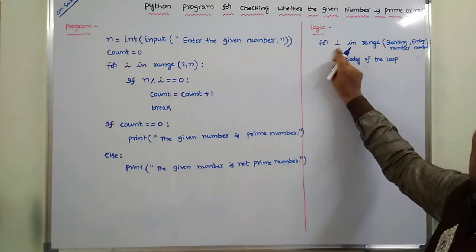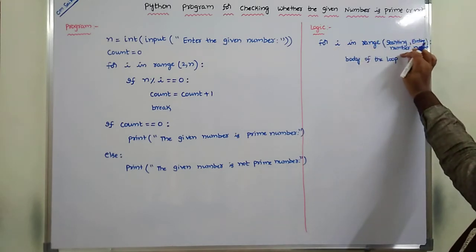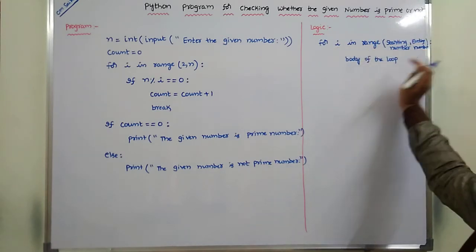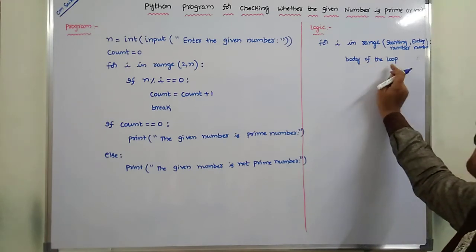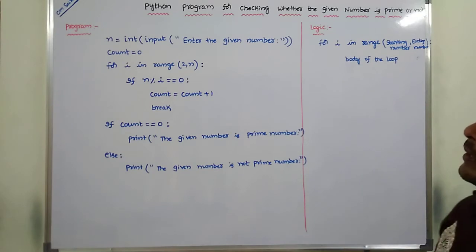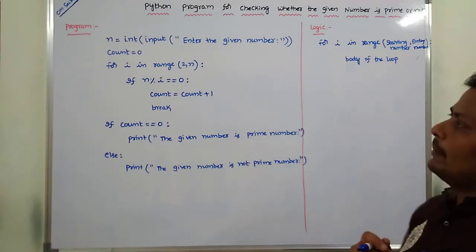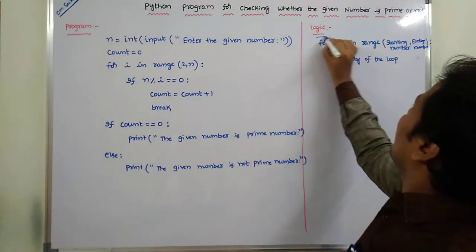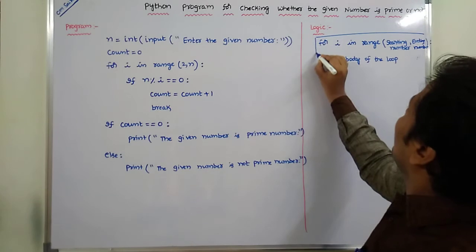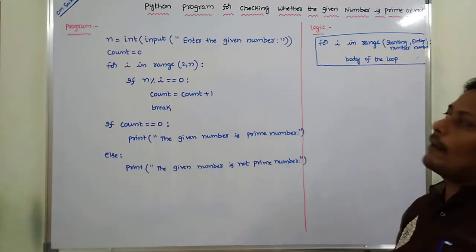This is the loop variable. The range is starting number comma ending number, and after that put the colon. Next, this is the body of the loop. Now I am explaining the logic. First, this was the syntax of the for loop. Now we go for the logic.